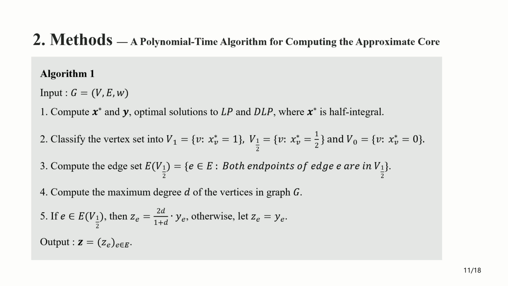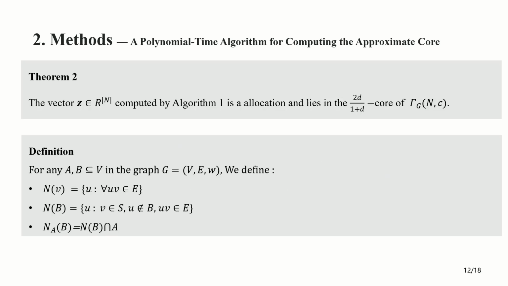Step 3. Compute this special edge set. Step 4. Calculate the maximum degree of the vertices in the graph. Step 5. Classify the players and allocate the cost they should bear. Finally, output this vector. It can be proved that the vector output by the algorithm is an allocation in the 2d/(1+d) core of the minimum vertex cover game, which is our Theorem 2.